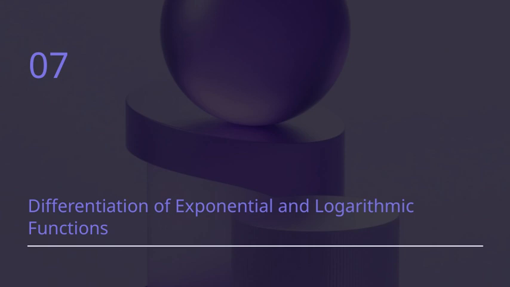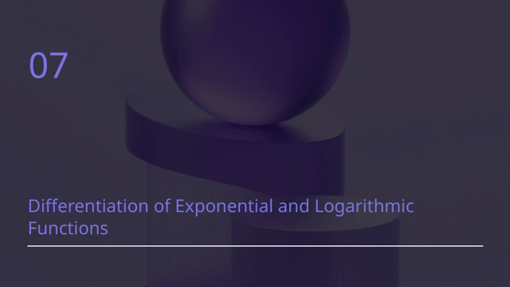When we differentiate exponential functions, such as y equals a to the power of x, the key point is that the derivative involves the original function multiplied by a constant, which depends on the base. Specifically, the derivative of a to the x is proportional to a to the x itself, with the constant being the natural logarithm of a.